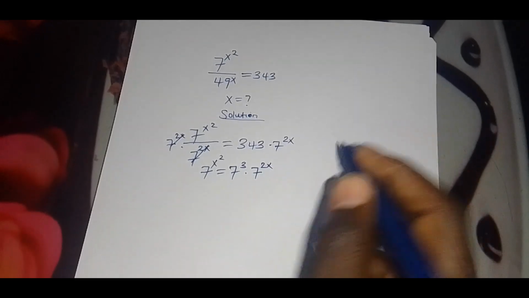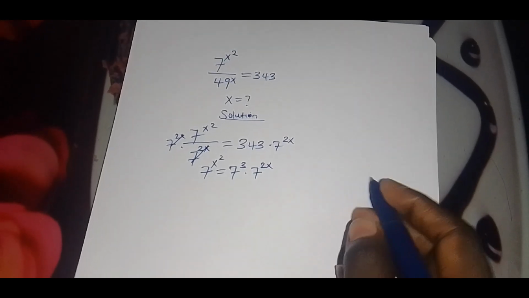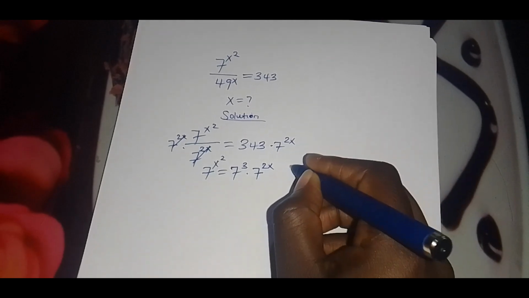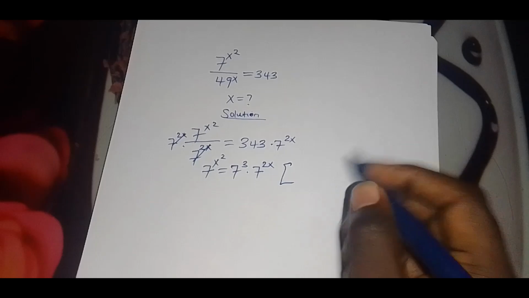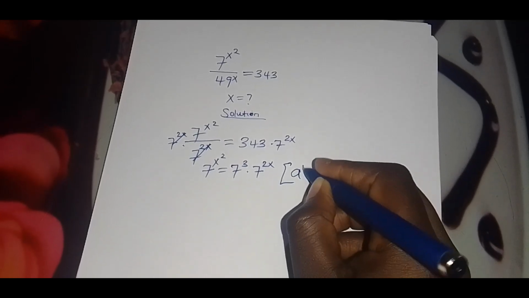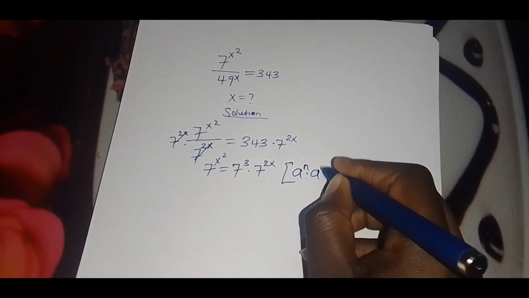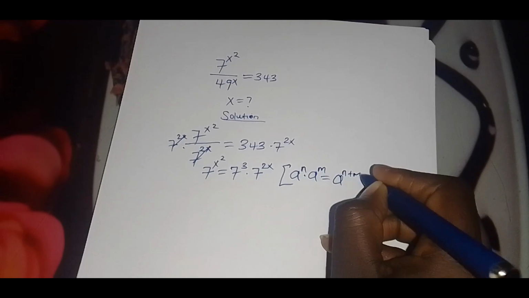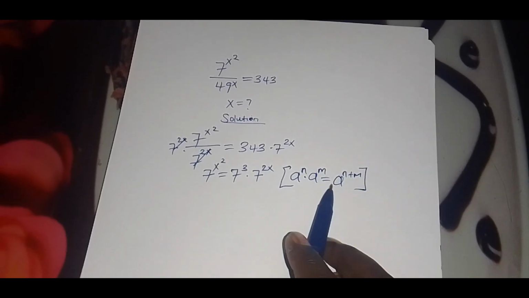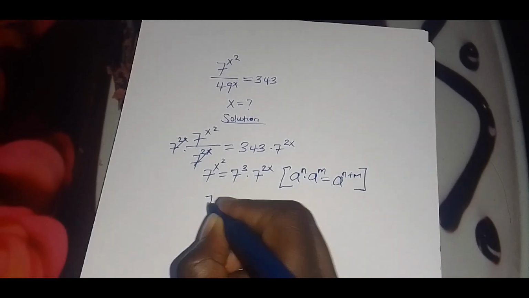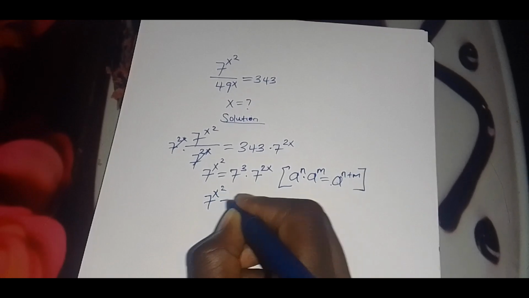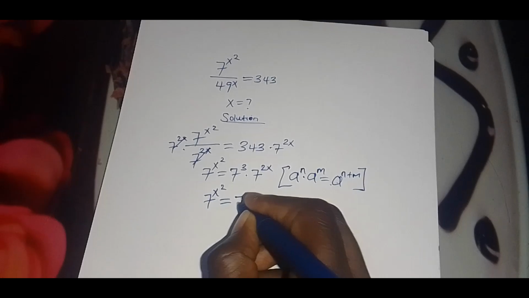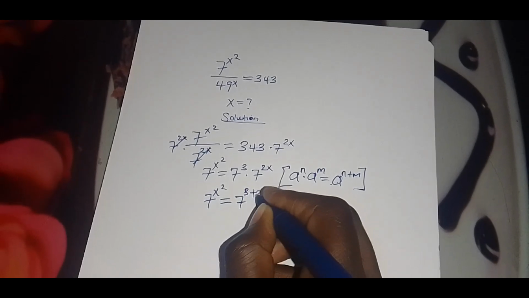power 2x. Okay, now applying the indices identity, we'll have a raised to the power n multiplied by a raised to the power m. This can be expressed as a raised to the power n plus m. Okay, so applying this property, we are going to have 7 raised to the power x squared. This is equal to 7 raised to the power 3 plus 2x.